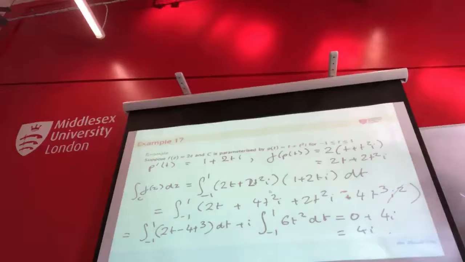So the first is 0 because those are odd functions, or you can just work it out. And then the integral of 6t squared is 2t cubed between minus 1 and 1, which is 4. Okay, so that's path integrals for you.